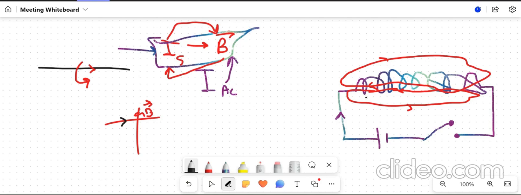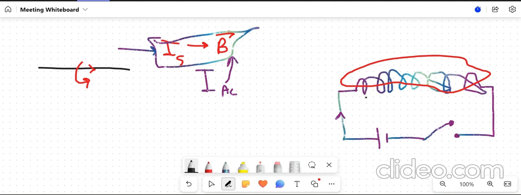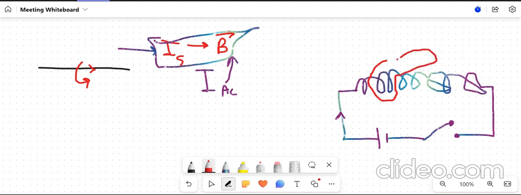What Michael Faraday did was he attached a different looped conductor to it. Let's say this is loop 1 and this is loop 2. Whenever the circuit is closed, there is a magnetic field produced by loop 2.